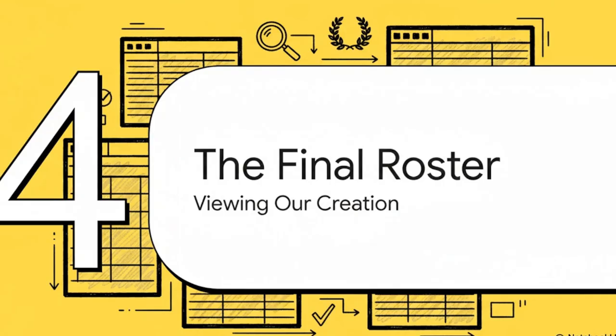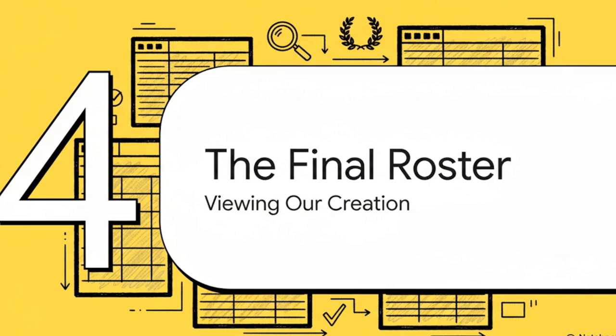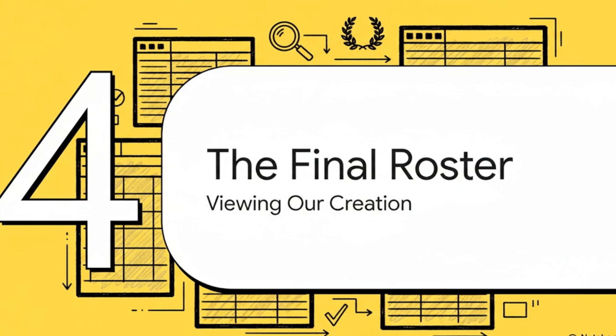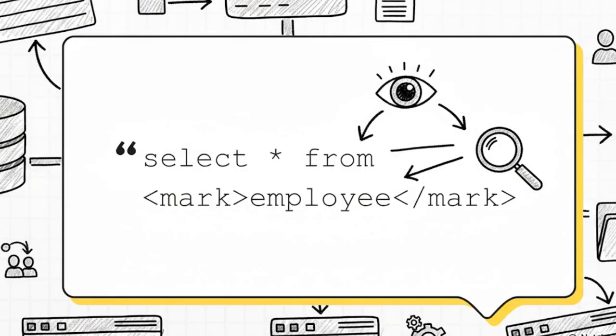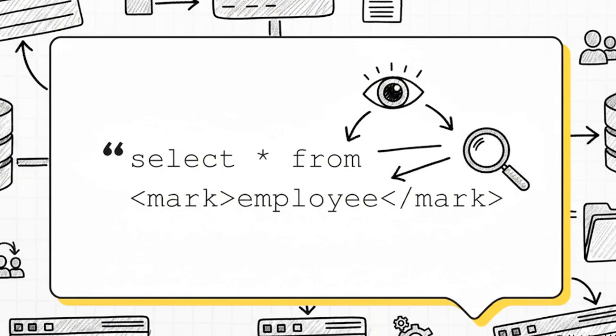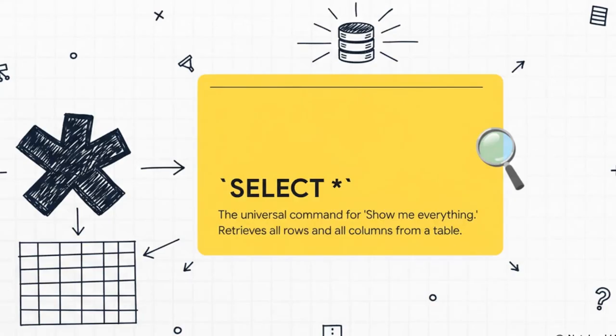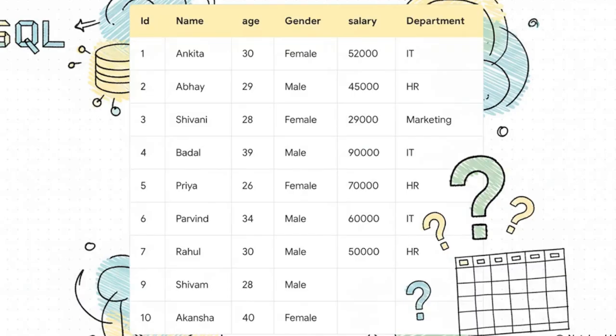Okay, after all that building, defining, and entering data, it is finally time to take a step back and just admire what we've built. Let's take a look at the complete database we've created. Now, this command right here, you are going to use this one all the time. It's pretty much the simplest instruction you can give: hey, show me everything that's inside the employee table. That little star, the asterisk, is basically a wildcard, a shortcut that just means all columns. So select star becomes the fastest, most direct way to get a complete bird's eye view of all the data you have. And there it is, our final employee roster.